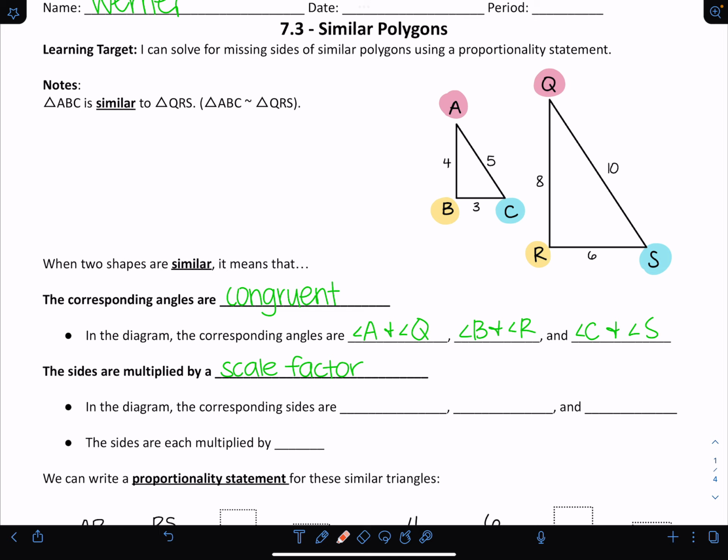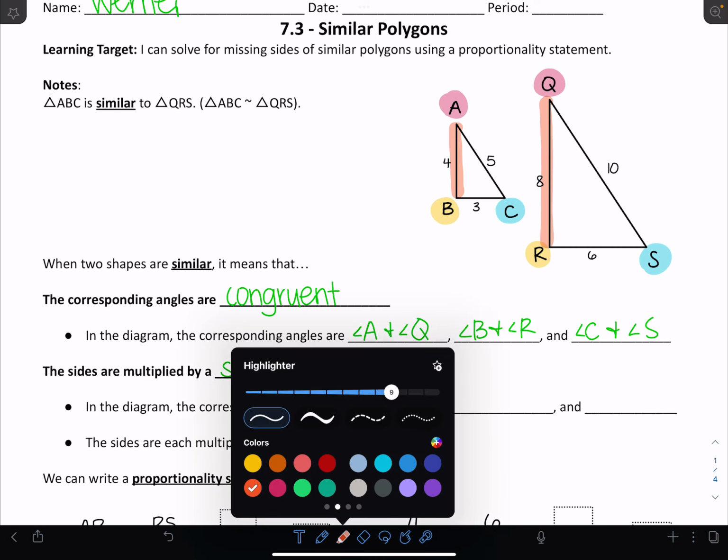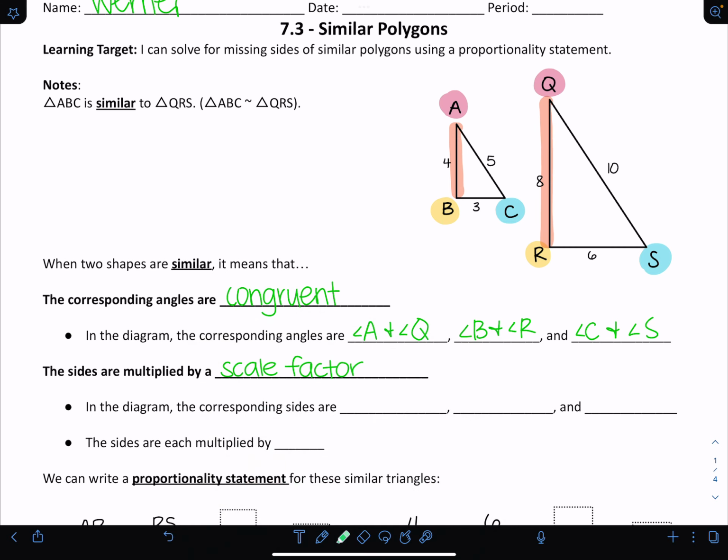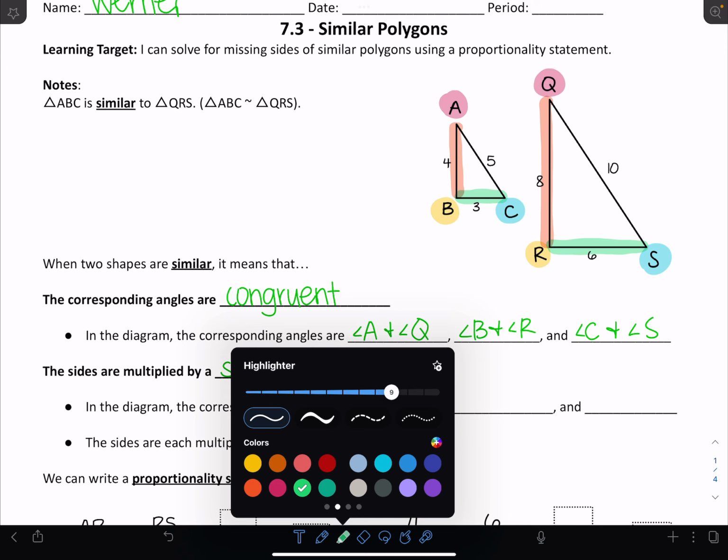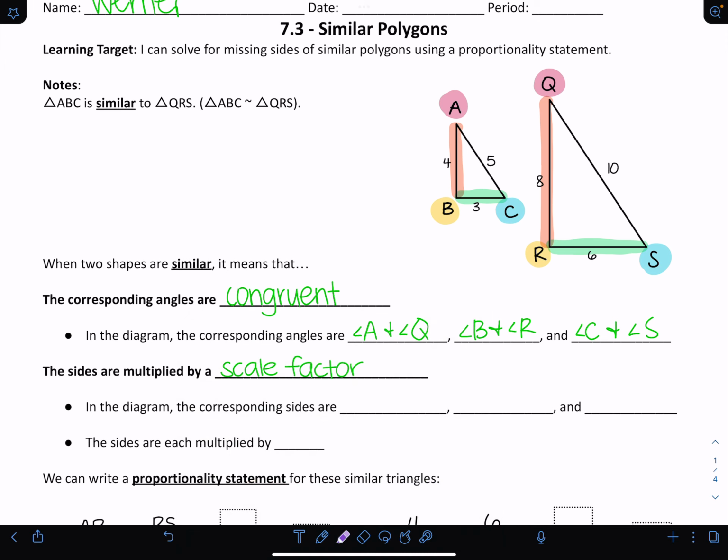I'm going to do orange here, so this side is orange, and that should match up with this side over here. A green between these two and these two. And then the last one, look at that, I did a nice rainbow thing here. Purple here and purple up here.